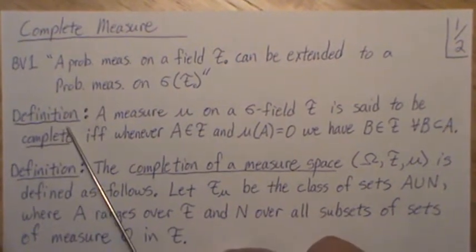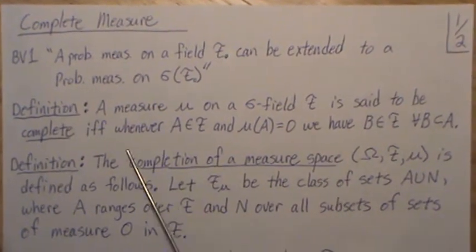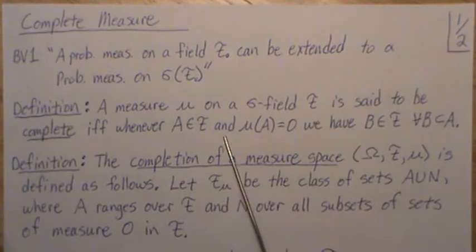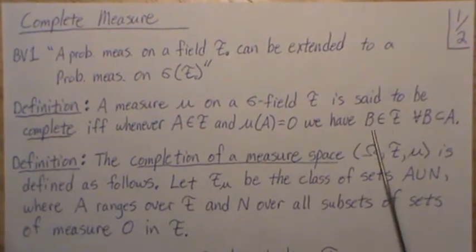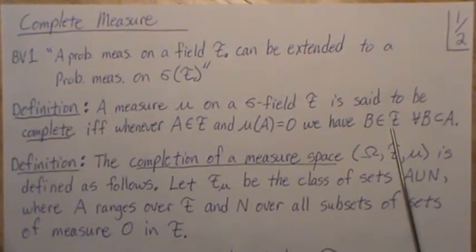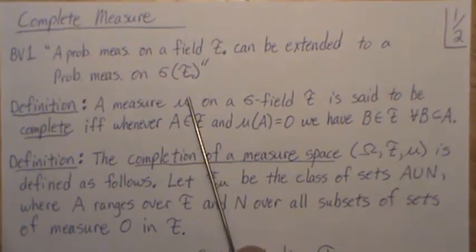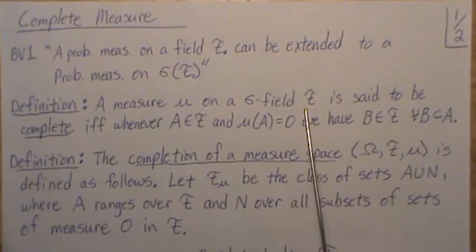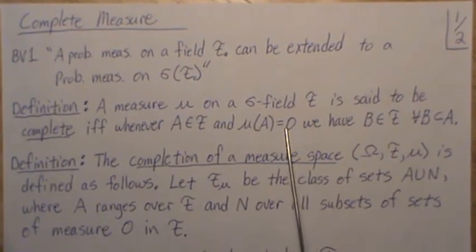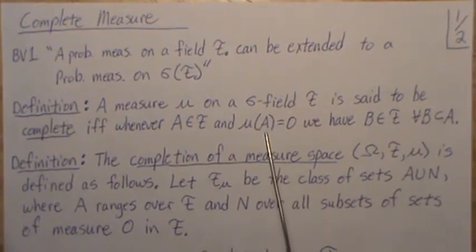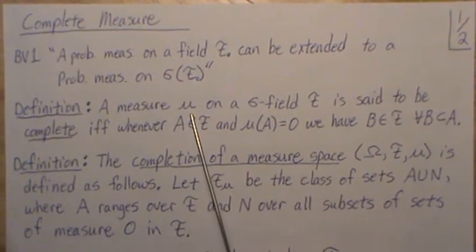Now the definition of complete is this: a measure mu on a sigma field F is said to be complete if and only if, whenever A is in F and has measure 0, all the other subsets of A are also in F. Then the measure on F is said to be complete. Mu is important, and the sigma field F is important, because some sets A will have measure 0 and some will not. So complete is specific to the measure on that sigma field.